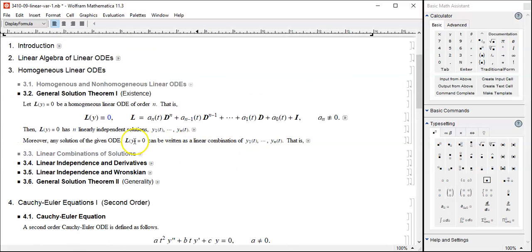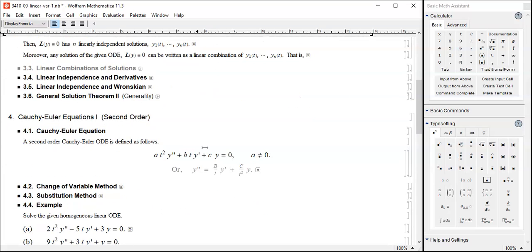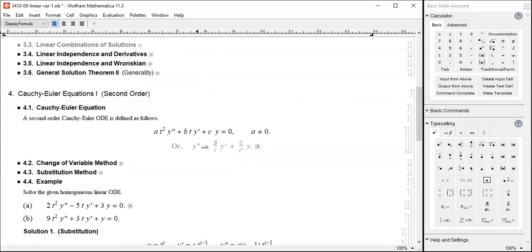And what does the general solution theorem say? It doesn't matter which method you use to find linearly independent solutions. Once you find them, then their linear combination is the general solution. That's what this general solution theorem says. Well, it says many other things, but that's one of them.